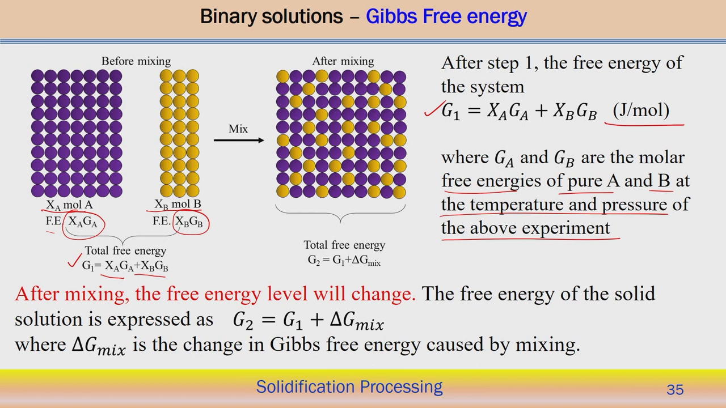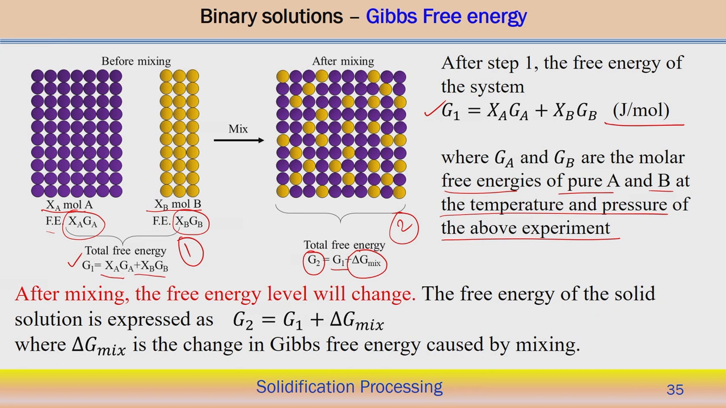Now, once we mix together, the atoms follow a certain configuration. There are so many possible atomic arrangements when you mix the atoms A and B. Suppose after mixing, the total free energy can be represented like this, where this is state 1 and this is state 2. In state 2, the Gibbs free energy G2 equals G1, the initial state 1, plus delta G mix. So delta G mix indicates the change in the Gibbs free energy because of mixing. Once you mix, the change of the Gibbs free energy is represented by delta G mix.